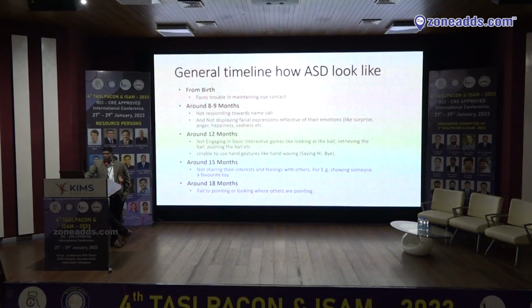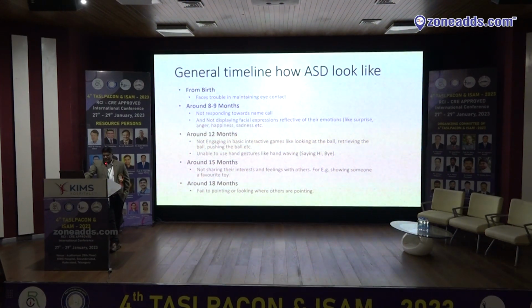Even in other neurodevelopmental delay cases they do the same, but especially autistics never try to respond to the name call. They also do not display proper facial expressions reflecting emotions like surprise, anger, happiness, sadness. We always see a similar face, as we see in Parkinsonism and other neurodegenerative diseases. Around 12 months, they never try to engage in basic interactive games like throwing the ball or looking at the ball; they will be in their own world.